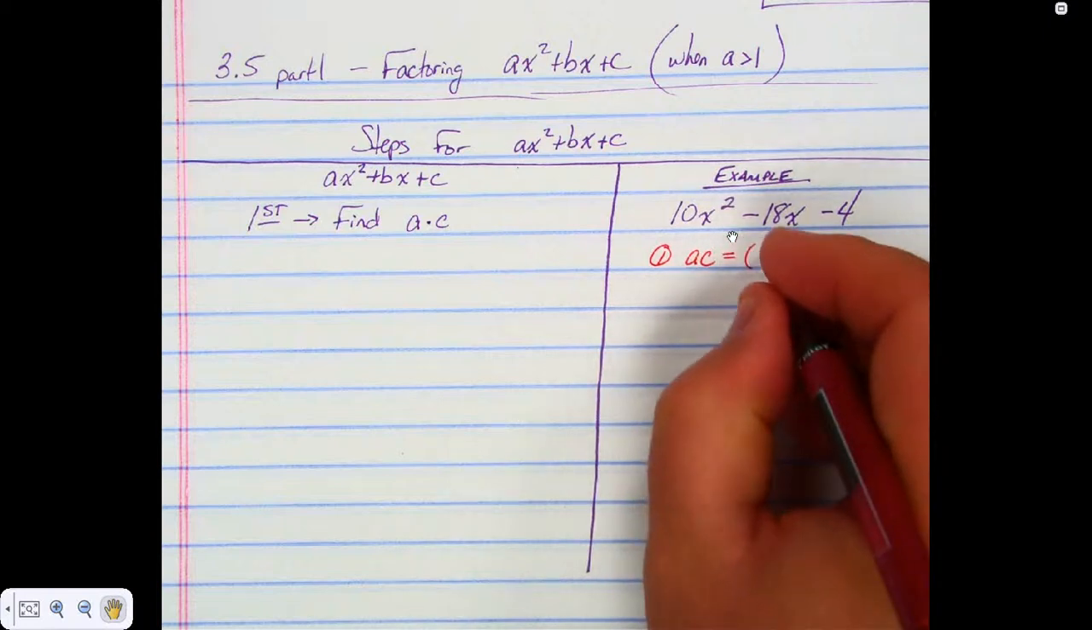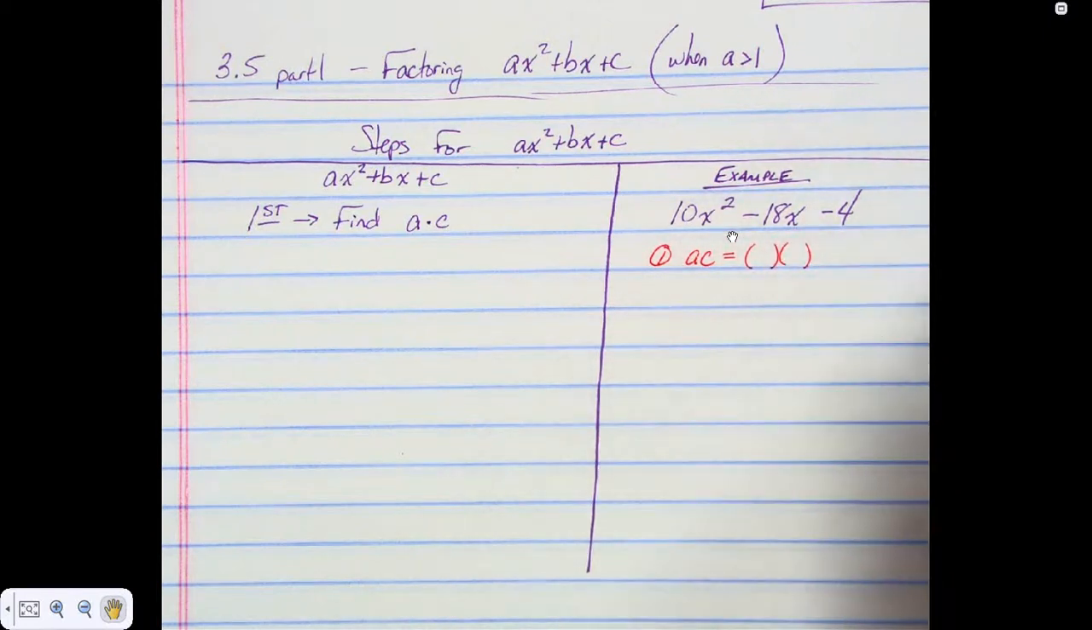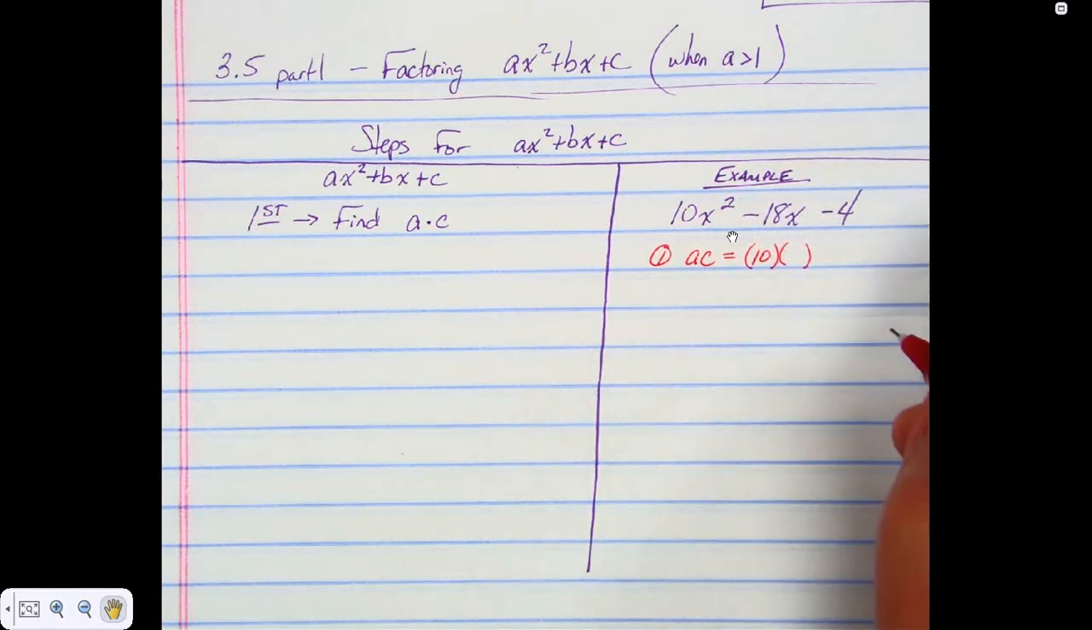Well, what is A? What does that mean? That means A times C. What is A in this case? 10. What is C in this case? 4.